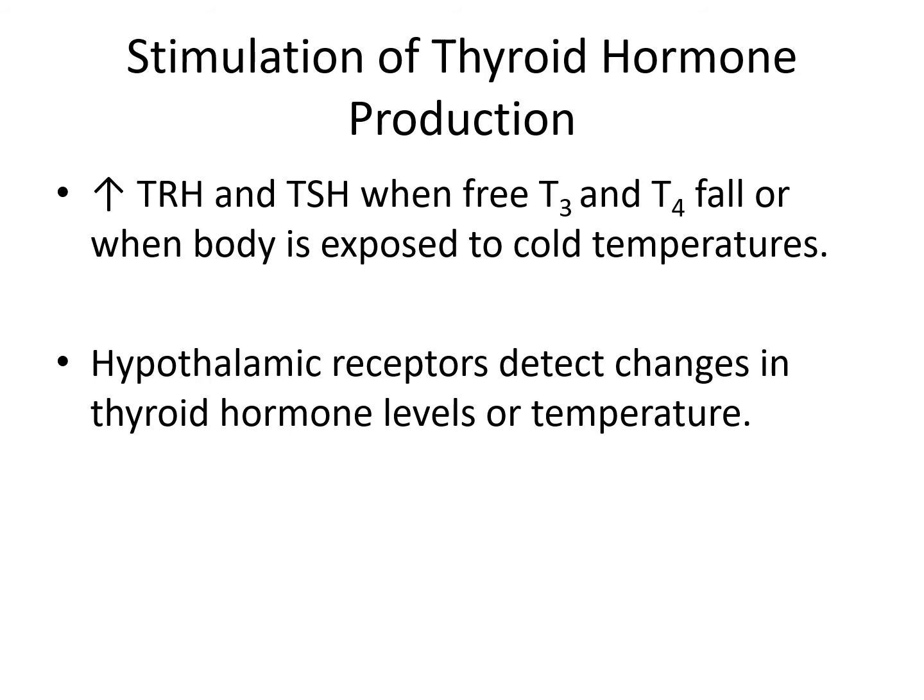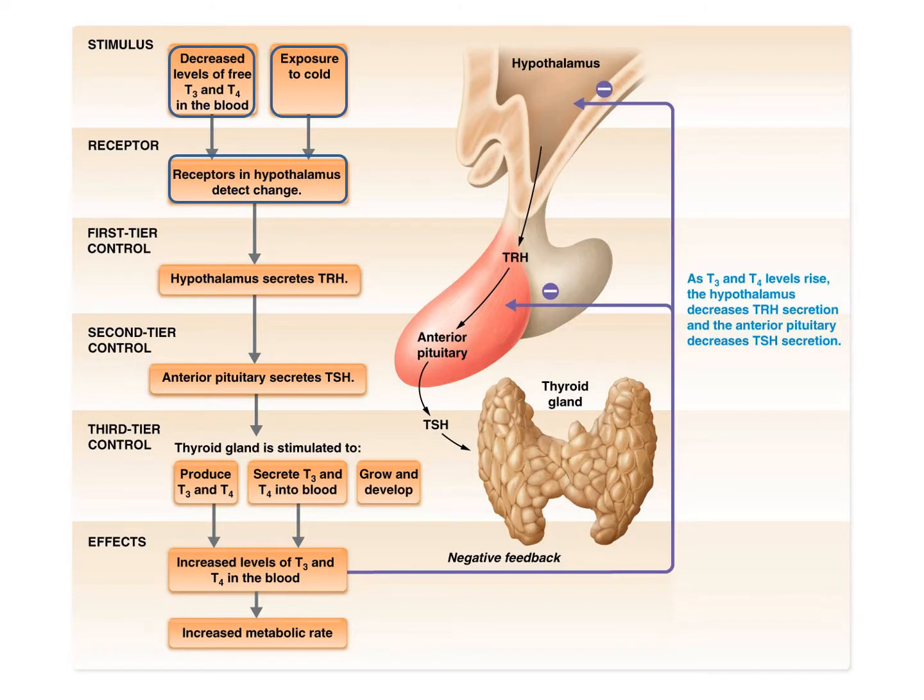Those stimulants will increase thyroid releasing hormone and thyroid stimulating hormone from the hypothalamus and from the pituitary when free T3 and T4 fall or the body is exposed to cold temperatures. The hypothalamic receptors detect changes in thyroid hormone levels or temperature. So here we see the stimulus, a decrease in T3 and T4 in the blood or exposure to cold. This will stimulate or bind to receptors in the hypothalamus, and it detects the change.